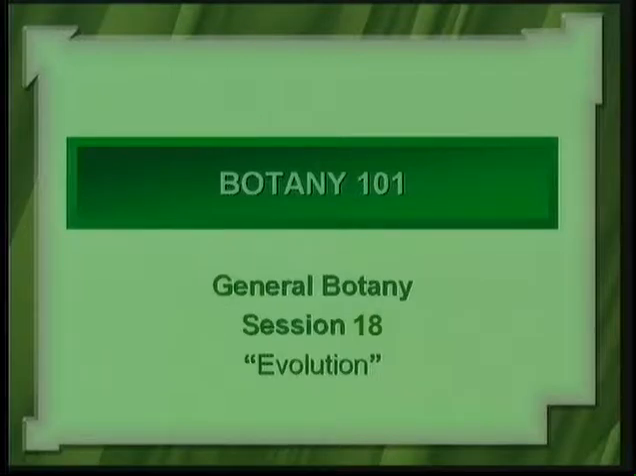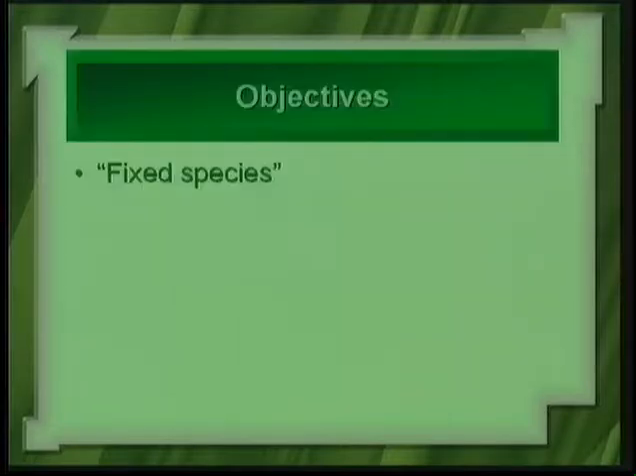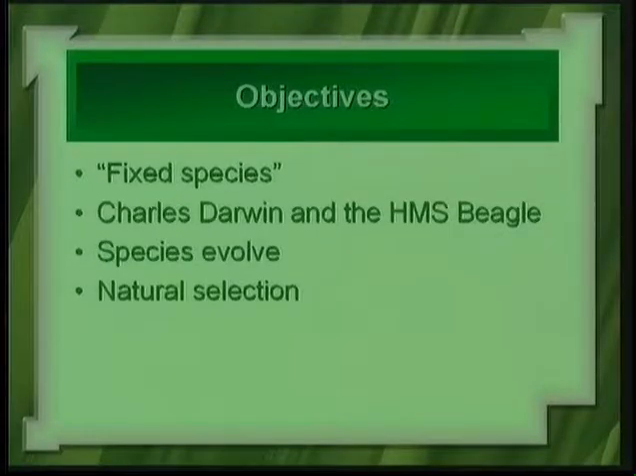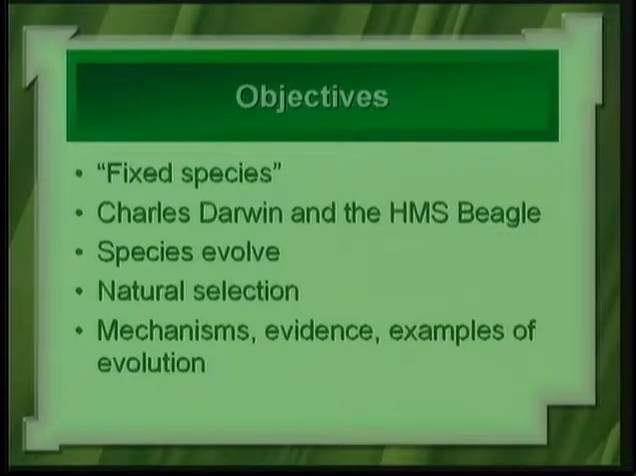Okay, so today, evolution. Our objectives for today include the concept of fixed species. That's one. Also, this famous man, Charles Darwin, and his adventures regarding the HMS Beagle and his voyage on it. Thirdly, we're going to get into the idea that species, remember we talked about species last time? Well, we're going to get into the idea that these species actually evolve, okay? Then we're going to talk about natural selection, right? And then we're going to have mechanisms, evidence, and also examples of evolution, okay?